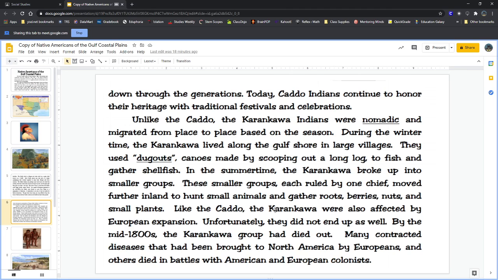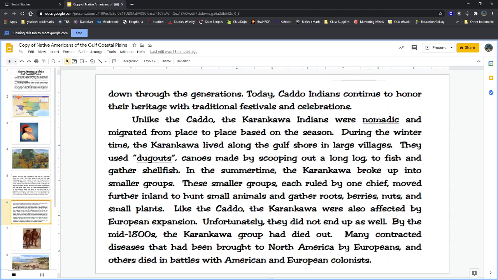Like the Caddo, the Karankawa were also affected by European expansion. Unfortunately, they did not end up as well. By the mid 1800s, the Karankawa group had died out. Many contracted diseases that had been brought to North America by Europeans, and others died in battles with the American and European colonists.